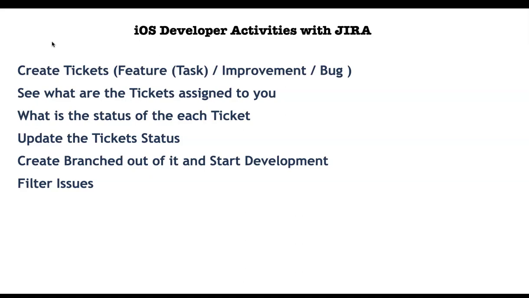Since we are focusing on Xcode as an iOS developer, what are the activities you do in Jira? Basically, you create tasks. The task is either a feature or improvement or bug. See what tickets are assigned to you. As a developer, you need to always check how many tickets have been assigned, what those are, and the status of each ticket: how many are closed, how many are open, how many are in progress. You also need to check the priority. Based on the priority, you work on the tickets.